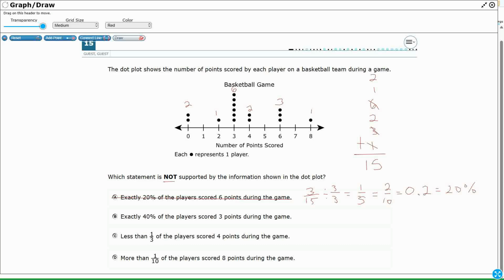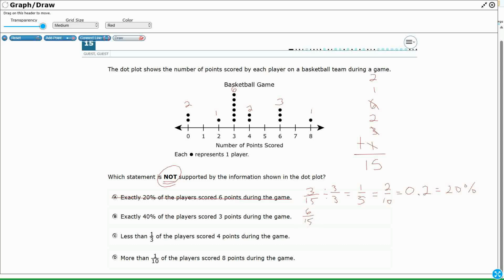Problems like this where they're asking you to find the statement that's not correct, usually they'll put a true statement first to kind of trick people up that aren't reading this not. All right, exactly 40% of the players scored 3 points. Well, there's a lot of 3 points. So let's do 6 out of 15.